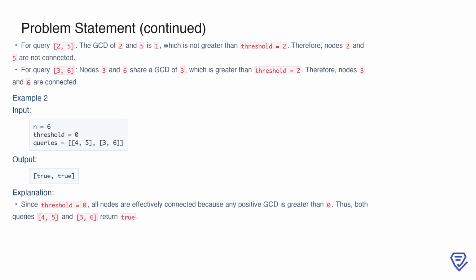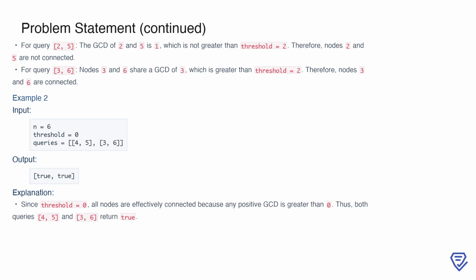This demonstrates how the threshold limits the connectivity of nodes based on their GCD. Now, for the second query, [2, 5], the GCD of 2 and 5 is also 1, which again does not exceed the threshold of 2. Therefore, nodes 2 and 5 are not connected, and the result is false. For the third query, [3, 6], the GCD of 3 and 6 is 3, which is greater than the threshold of 2. This means nodes 3 and 6 are connected, so the result is true.